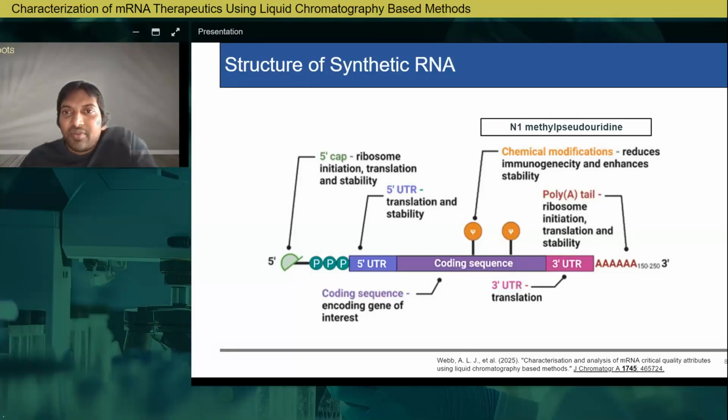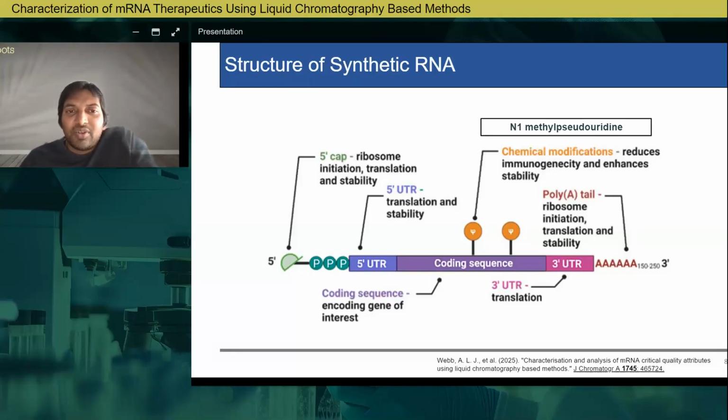So the molecule itself comes with a few different regions which have to be identified, and when we talk more about the LC methods, we'll understand why each region is so important and what methods we use for them. So, having understood this synthetic RNA, I want to talk more about the CQAs before I introduce the different CQAs for this synthetic RNA.